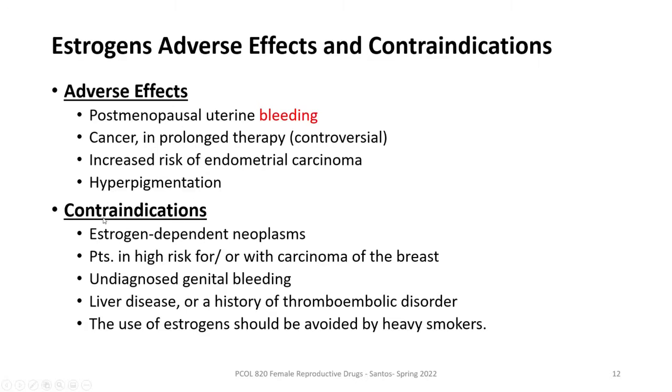In terms of contraindications, of course, if you already have a tumor that is dependent on estrogen, it's contraindicated in that case. Also in patients that have a high risk of carcinoma of the breast, when you see undiagnosed genital bleeding, in case of liver disease, of thromboembolic disorders, and it should also be avoided by heavy smokers.